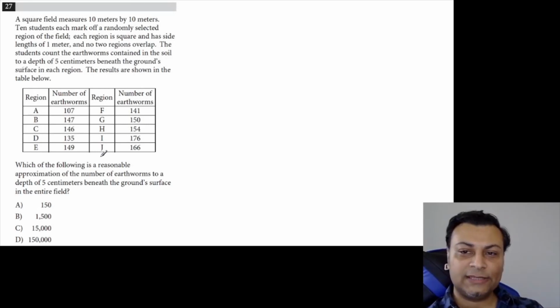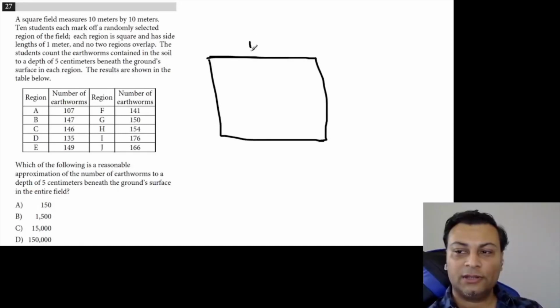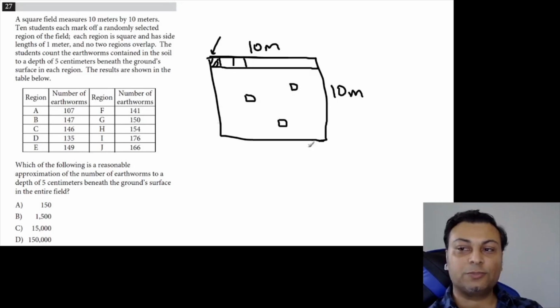And basically this is a field that's 10 meters by 10 meters. So if you look at the entire field, it's 10 meters by 10 meters. So there's 100 square meters in here. And if you break it up, you can break it up into little pieces. Each block there is 1 meter by 1 meter. And there's 100 of these. And so the 10 students just pick out 10 different spots. They're all spread out, but they're only using a small portion of the entire field. Okay. And then, which of the following is a reasonable approximation of the number of earthworms to a depth of 5 centimeters beneath the ground surface in the entire field?